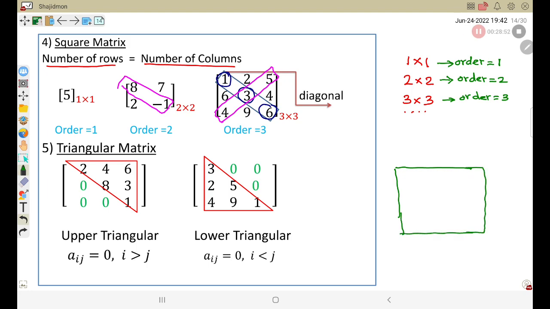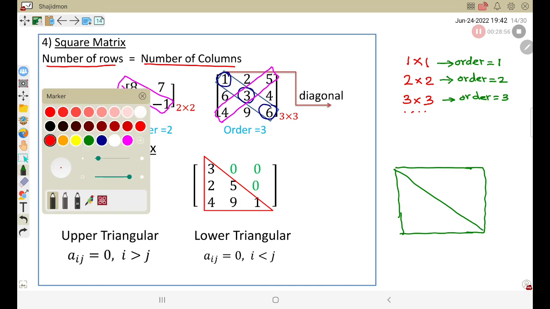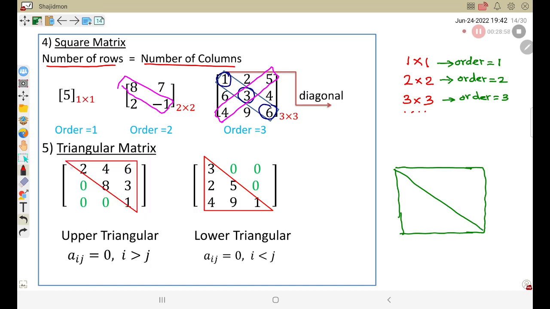One is the upper triangular matrix and the second one is the lower triangular matrix. What is the meaning of upper triangular matrix? You can see, I've shown one triangle here. The triangle downside should be zero. Here you can just highlight this number zero, this number zero, this number zero. If these three numbers are zero, that matrix we are calling upper triangular matrix.